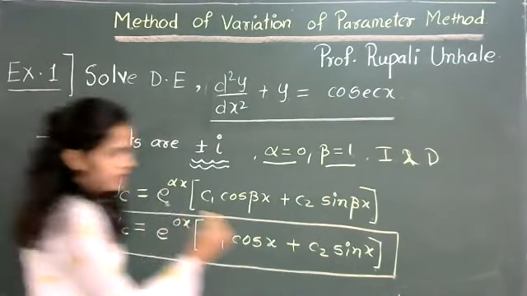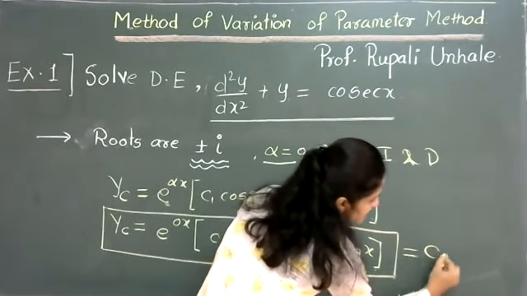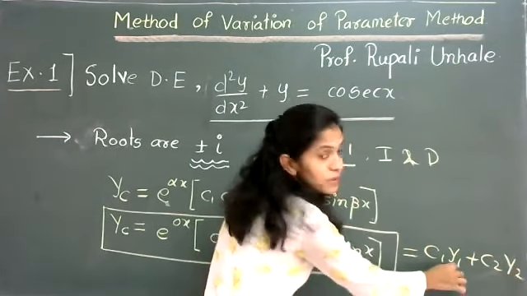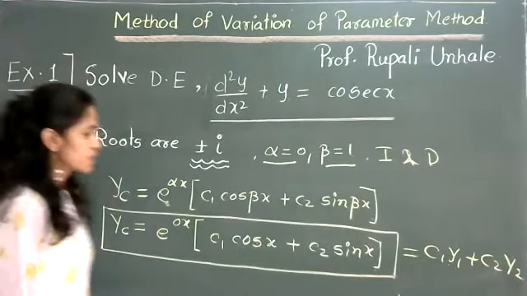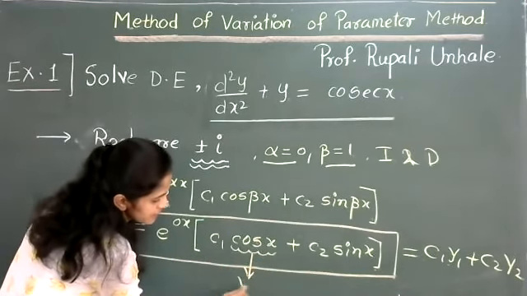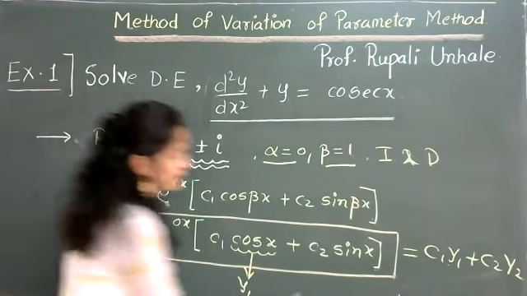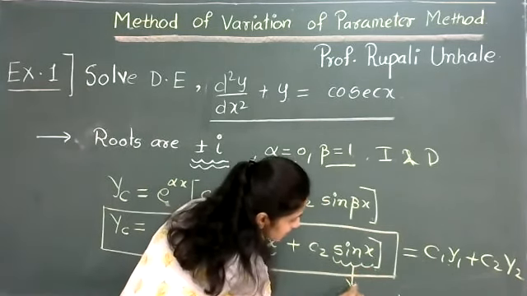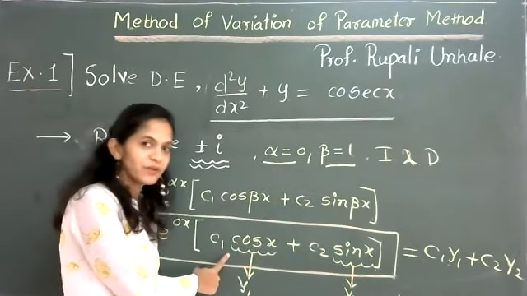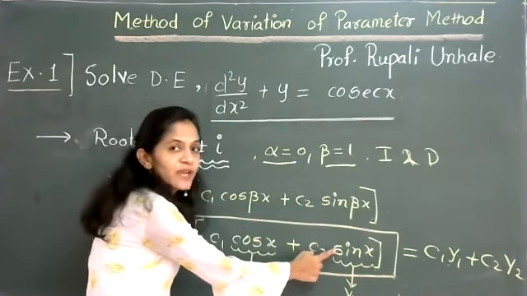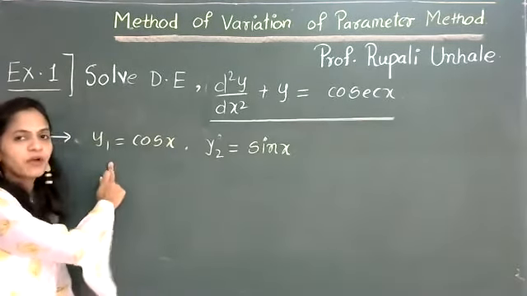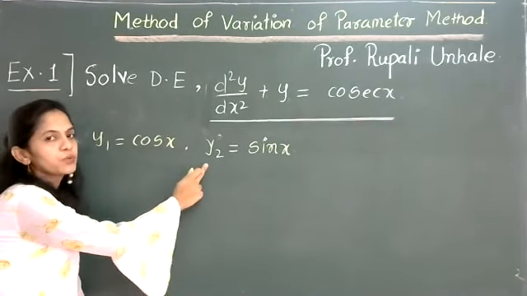For the MVP method, yc is nothing but c1 y1 plus c2 y2, right? So here the coefficient of c1 is nothing but y1, and the coefficient of c2 is nothing but y2. So using this complementary function, we got the value of y1 is cos x and the value of y2 is sin x.